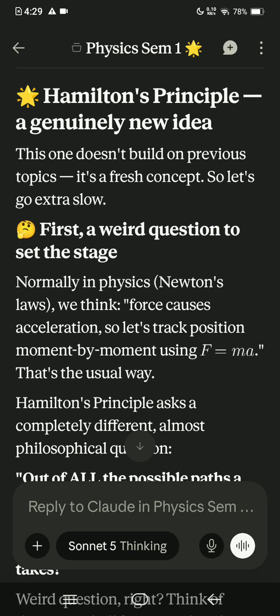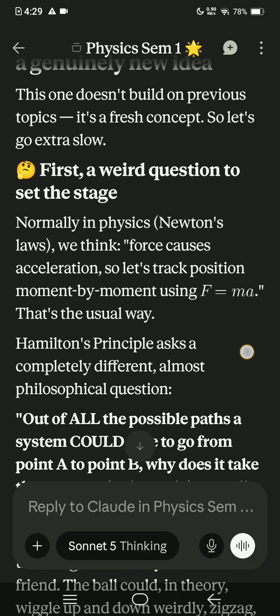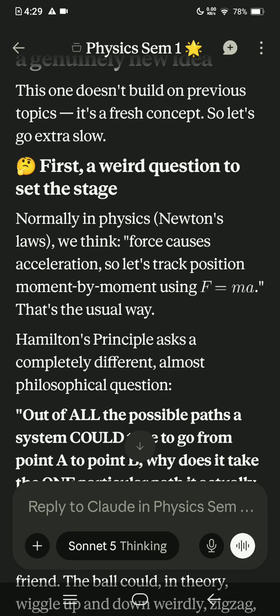Okay, so Hamilton's principle, a genuinely new idea. This one doesn't build on previous topics, it's a fresh concept. So let's go extra slow. First, a weird question to set the stage. Normally in physics, Newton's laws, we think force causes acceleration. So let's track position moment by moment using F equals ma. That's the usual way.